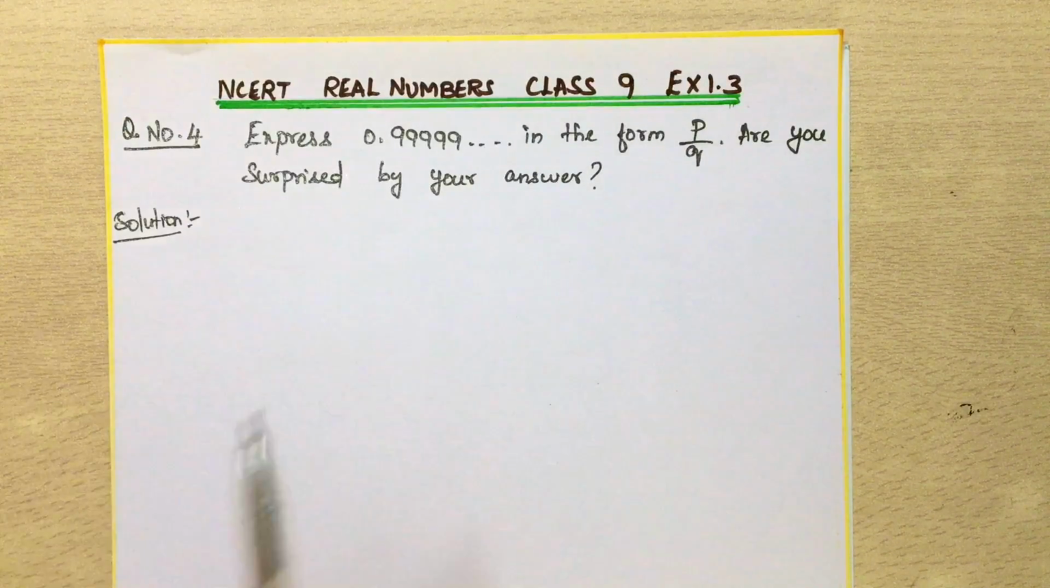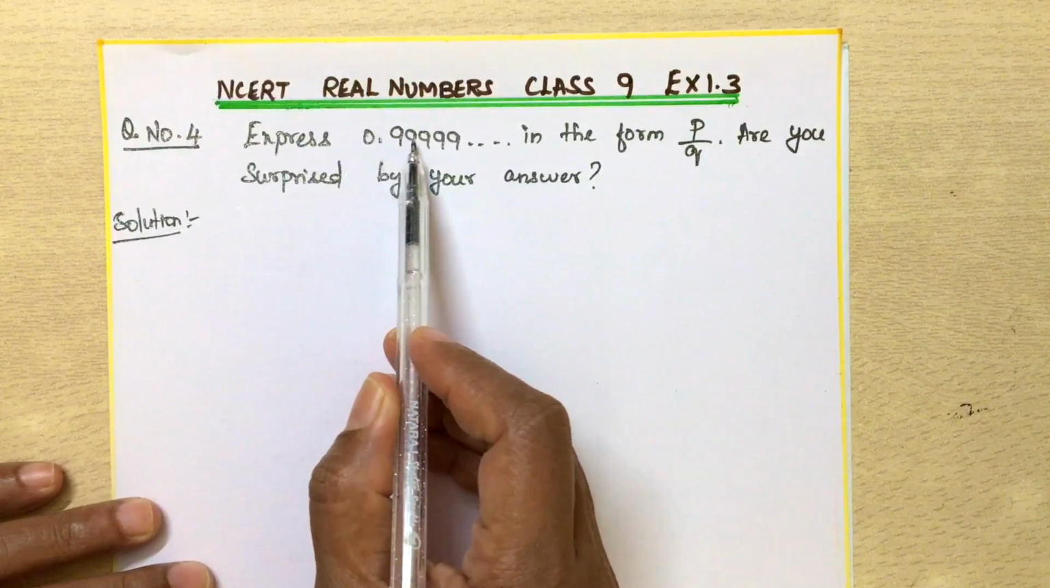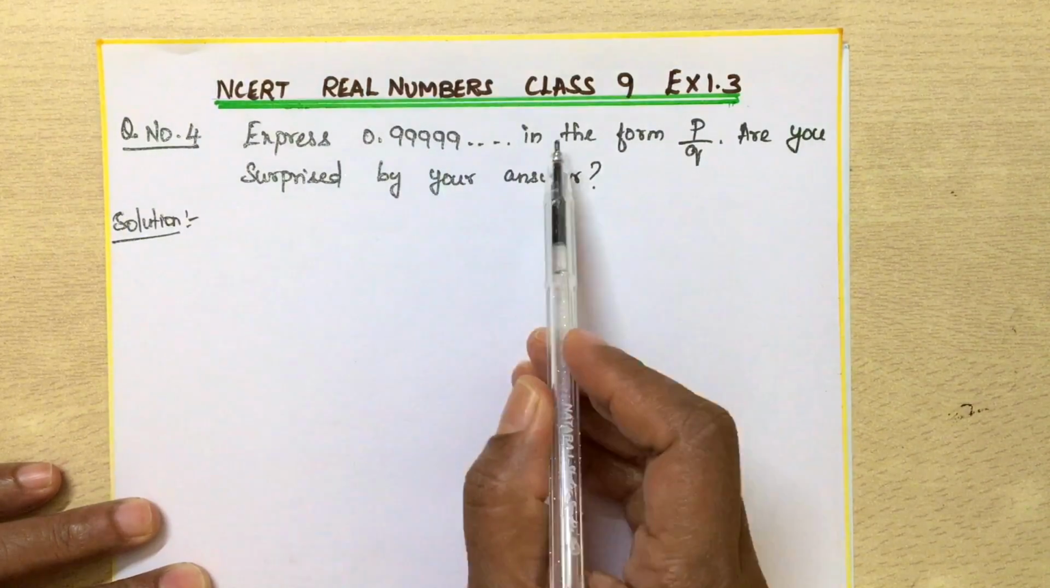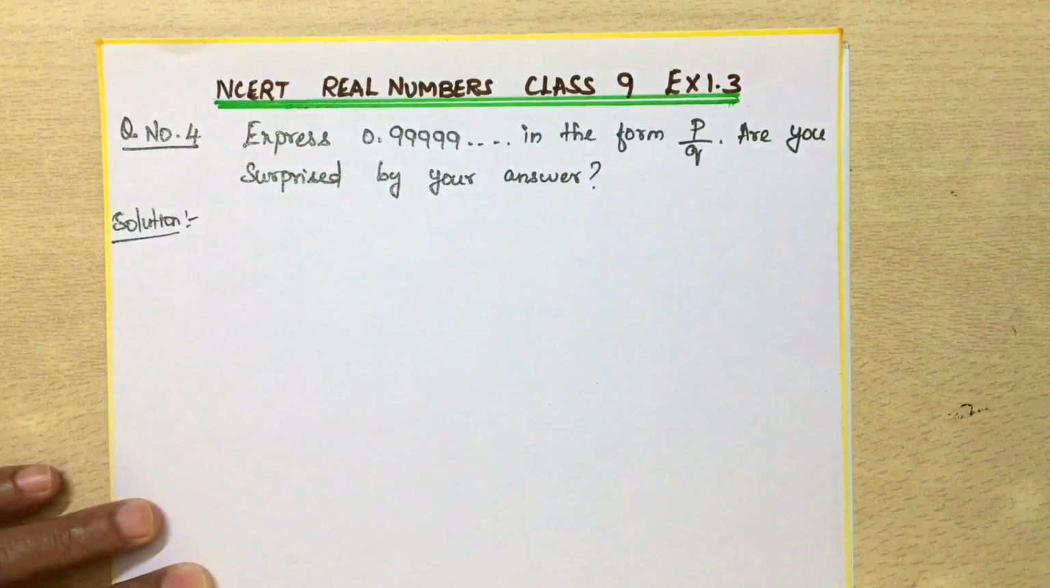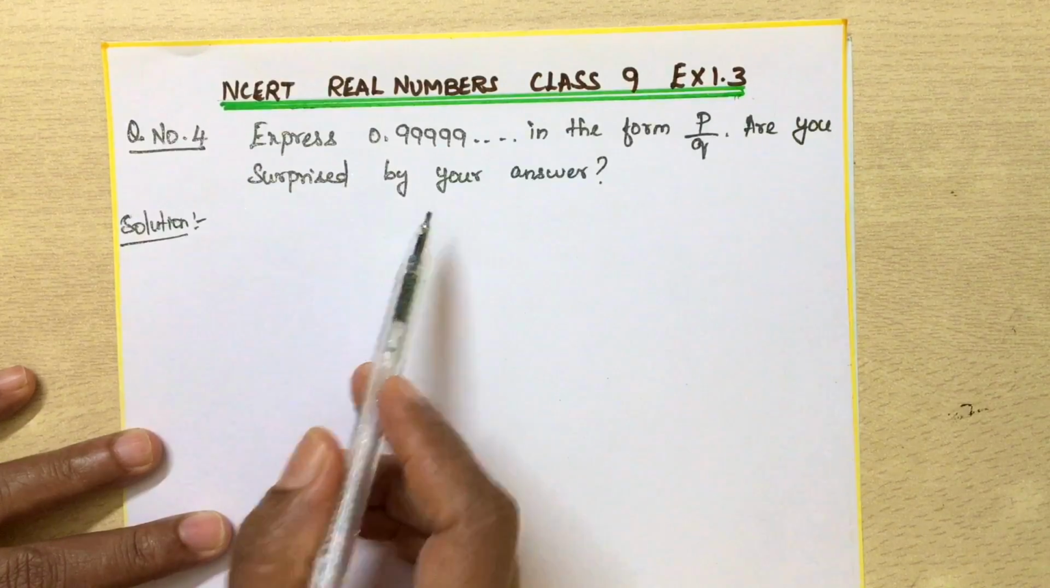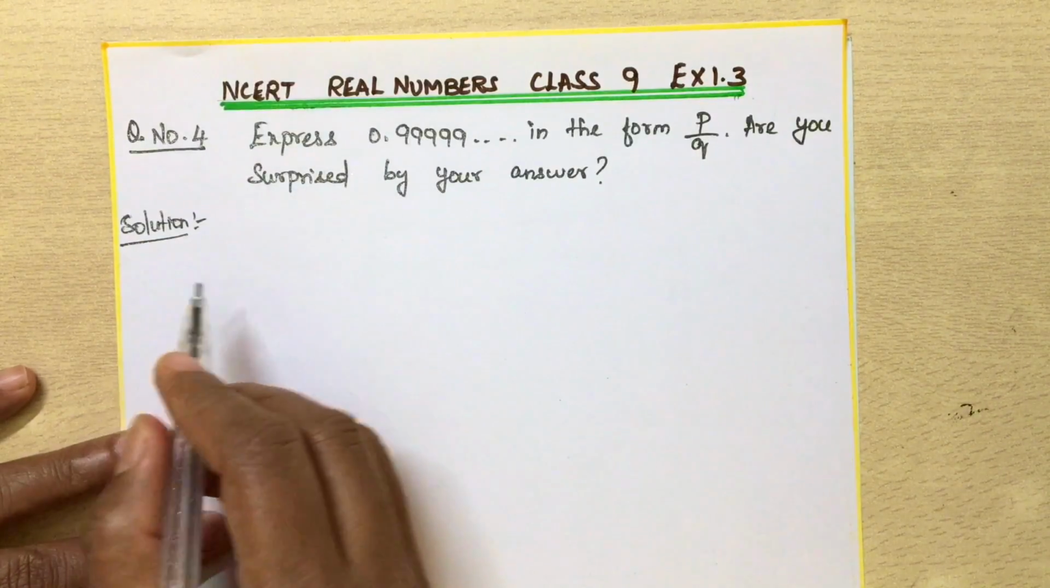Question number 4: express 0.999, where the 9 is repeating, in the form of p by q. Are you surprised by your answer? Again, we have to solve it like the previous sum. So let us start doing this.